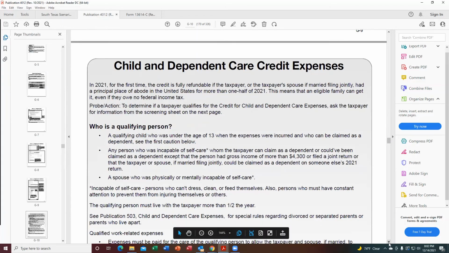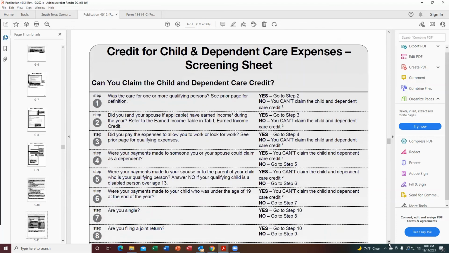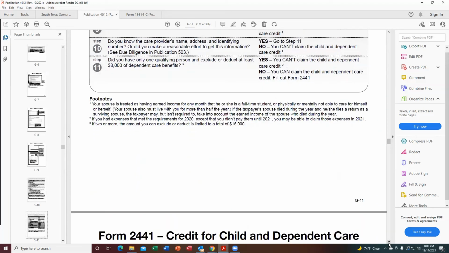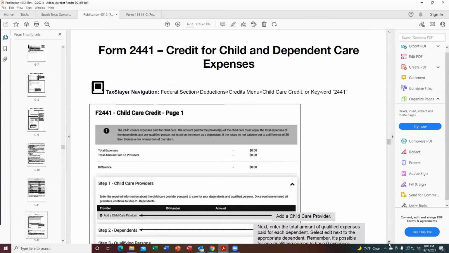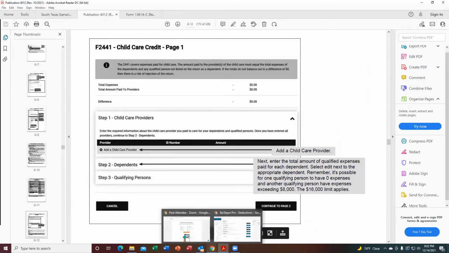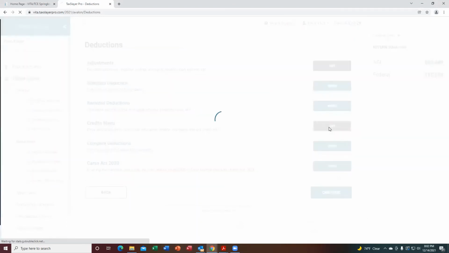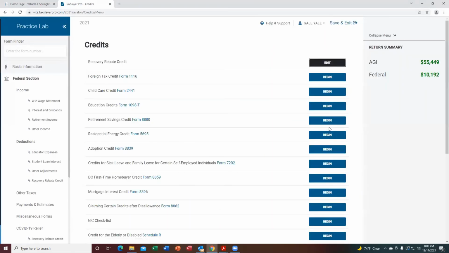Let me see what else is in here. Okay, so there's a screen. And here's the screenshot of the software. So I'm going to go back. And so this is under the credits menu, child and dependent care. So the child care credit.